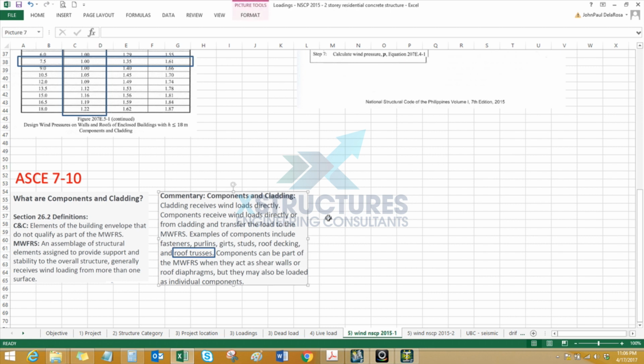So, merong magandang komentaryo si ASCE 7-10 dyan. Cladding receives wind loads directly. Component receives wind loads directly or from cladding and transfers the load to the main wind force resisting system. Examples of components include fasteners, purlins, which is yung i-design natin, girts, studs, roof decking, and roof trusses, which is yung i-design natin. So, kaya ang dapat natin na gamitin na forces na wind pressure doon sa purlins and roof trusses is galing sa components.